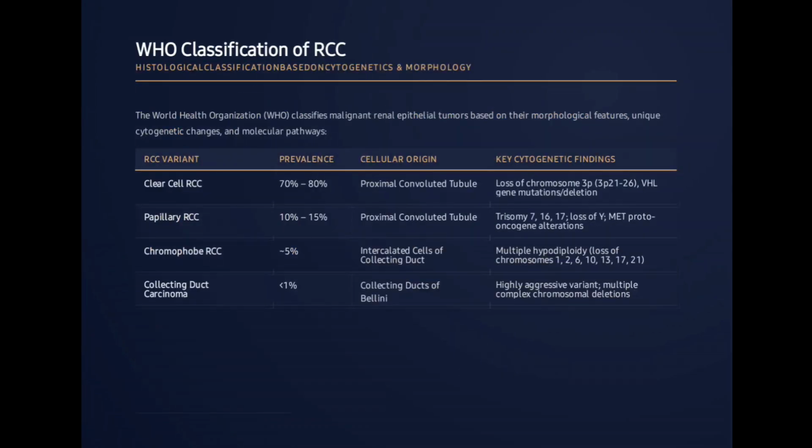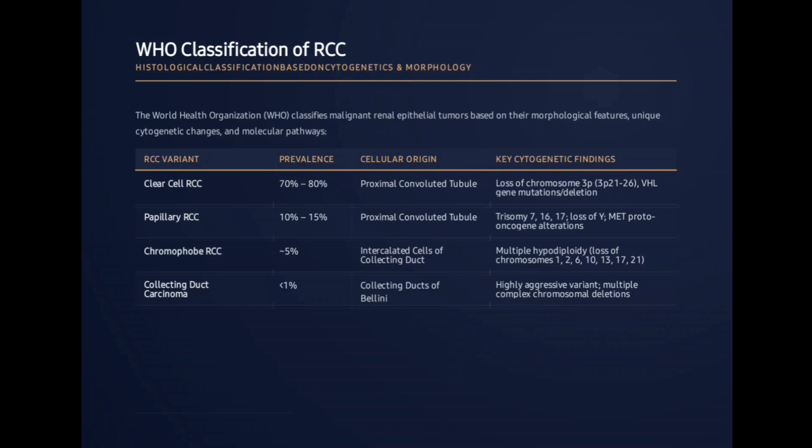WHO classification of RCC. The World Health Organization classifies the malignant renal epithelial tumors based on their morphological features, unique cytogenetic changes, and molecular pathway. Mainly, we have 4 types: clear cell RCC, papillary RCC, chromophobe RCC, and collecting duct carcinoma. Prevalence: clear cell RCC is about 70 to 80%. The cellular origin is the proximal convoluted tubule. The main finding is the loss of chromosome 3p and VHL gene mutation or deletion.